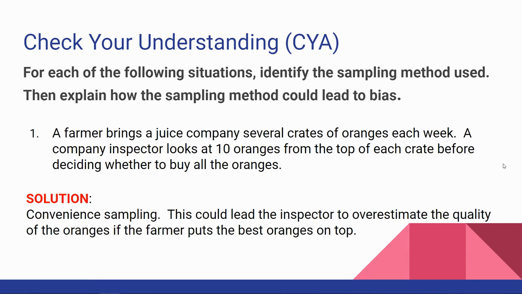So the solution you should have come up with is it is a convenience sampling, and this could lead the inspector to overestimate the quality of the oranges if the farmer puts the best oranges on top. It's kind of cheating, but it does happen. This is the type of answer you should be seeing on your assignments when you're turning in the assignments. This is what I'm looking for.